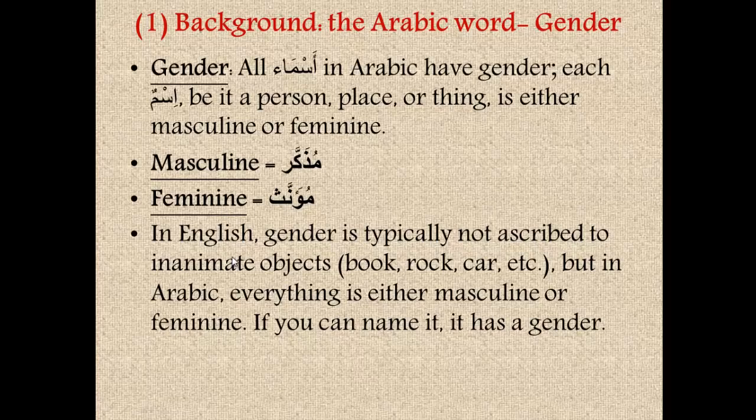Now in English, gender is typically not ascribed to things that are dead and inanimate. So we don't call things like books, rocks, and cars male or female. We don't typically say in English, I picked up a rock, he was heavy, or she was heavy. We don't say things like that. But in Arabic, everything is either masculine or feminine. If you can name it, it has a gender. So these things, books, rocks, and cars in Arabic, do have a gender.